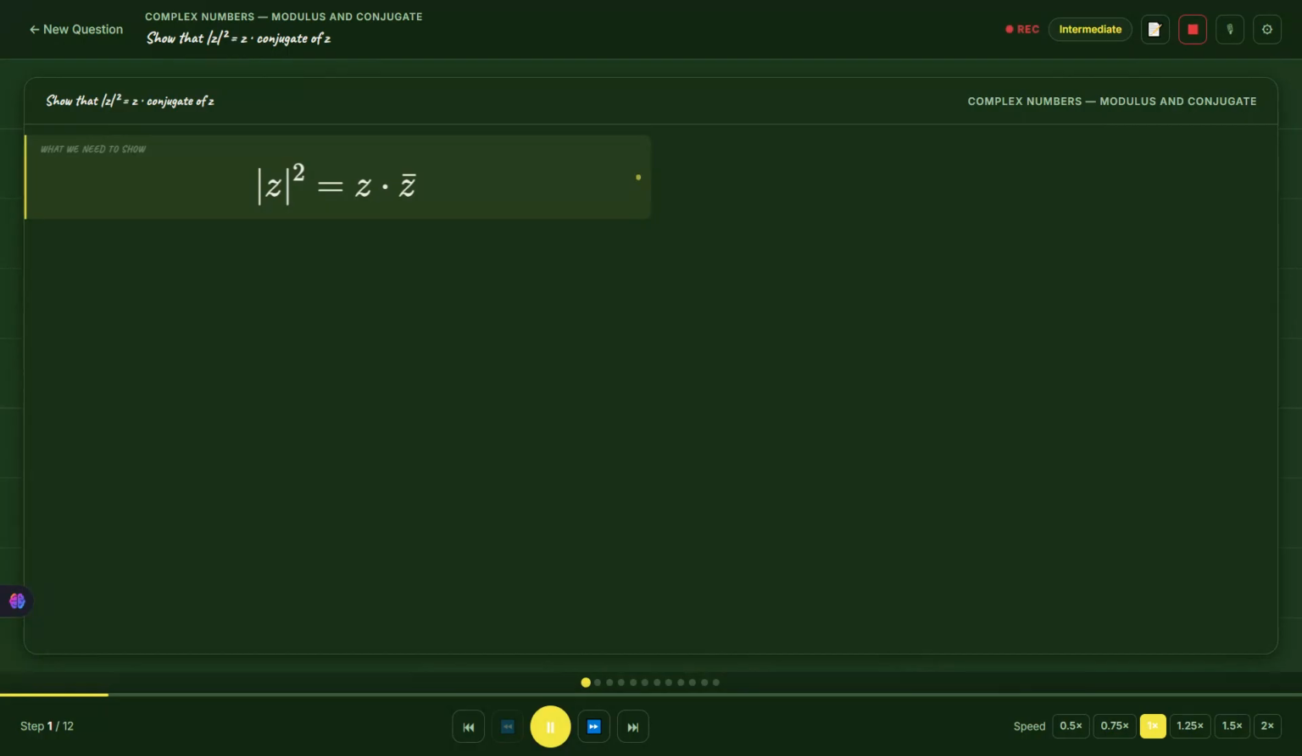Here is what we need to show. If we take any complex number z, then its size squared is the same as z times its conjugate. Let's prove this step by step.